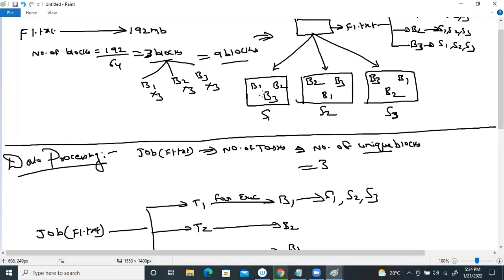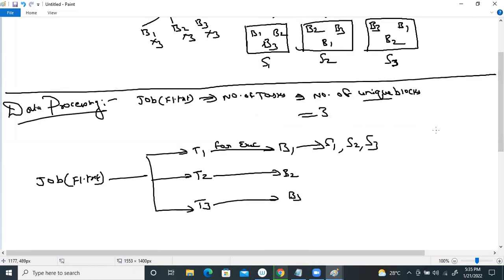Previously the B1 block was present only in S1, so only S1 should execute. But here B1 is present in S1, S2, and S3. So who should execute this T1 task? S1 can execute, S2 can execute, and S3 can execute, right? All these 3 can execute.